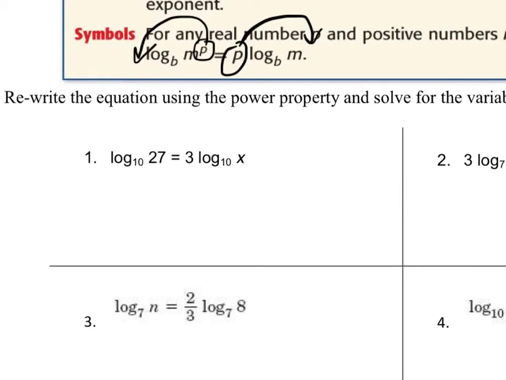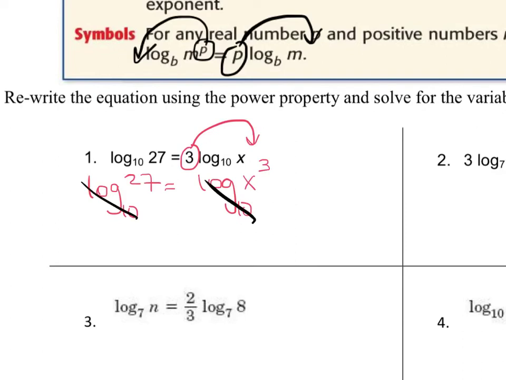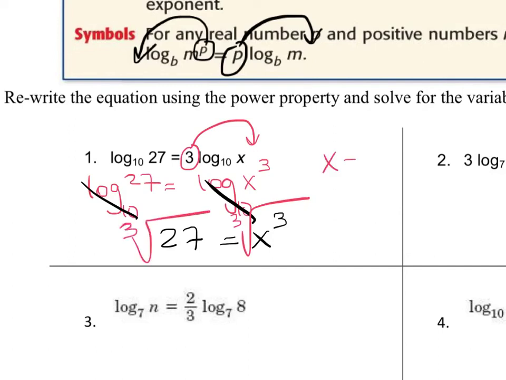both of them are log base 10, but here I have a 3 in front of the log. For me to be able to cancel this out, there should be no number. So let me move it back as a power. So you get log base 10 of 27 is equal to log base 10 of x to the power 3. Now you can cancel the log 10. So you get 27 is equal to x to the power 3. Now can you think of a number that when you multiply it by itself 3 times you get 27? If you can't think of it, you can just cube root both sides. So you get that x is equal to 3.